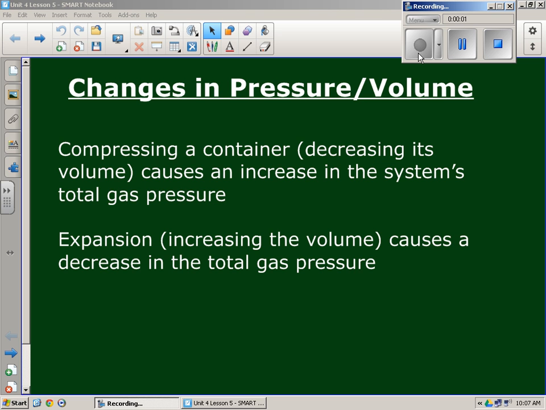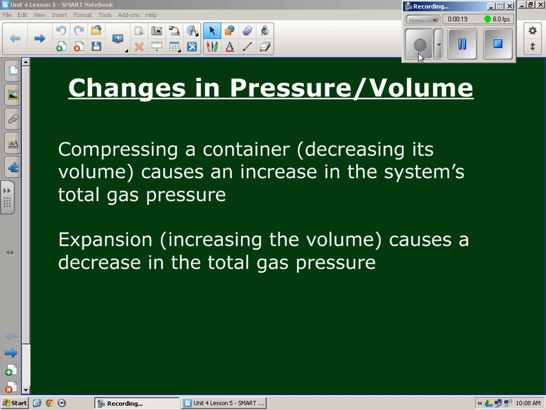LeChatelier's principle again. Yesterday we talked about adding stuff in, taking stuff out. We talked about changes in temperature and things like that. Today we're going to talk about changes in pressure and volume and how that affects it. And really they're kind of linked together here, so we're going to talk about that.